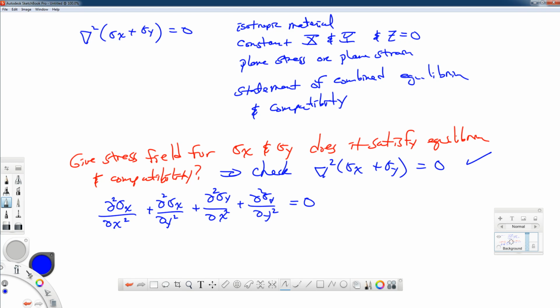Now we can take a look at this equation and see that any constant stress field will trivially satisfy equilibrium and compatibility. Any first order stress field will trivially satisfy equilibrium and compatibility. So if you have some bending moment times x divided by some moment of inertia, for example, well, that solution, when we take the second partial derivative, will go to 0, and so that will trivially satisfy equilibrium and compatibility. When we get to higher order terms, sometimes it's trickier, but we can still use this to check for that condition.